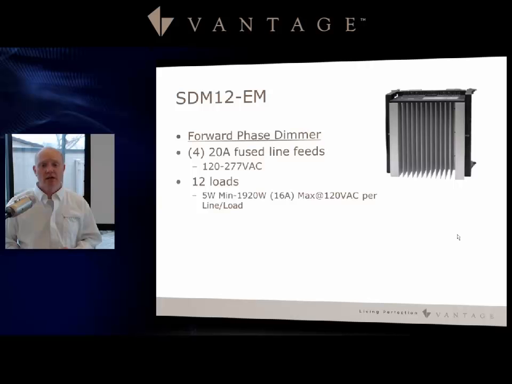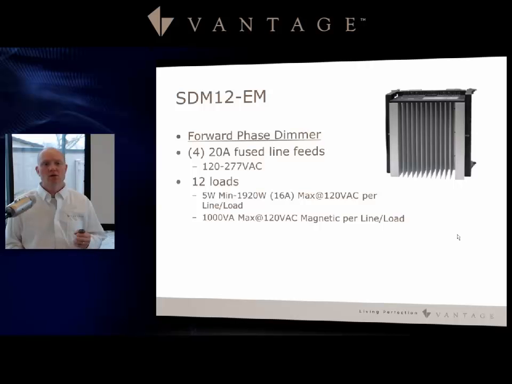Something I'd like to point out right now, with the 4 20-amp fuse line feeds, if I don't need that many breakers, I am totally open to being able to run jumpers from line feed A down to line feed B between the line and the neutral and use only one breaker per side, or one breaker for the entire module if I really don't have that much call for wattage. Also keep in mind here that you do have 1,000 VA maximum if you're using magnetic loads, and that is per line load. All right?